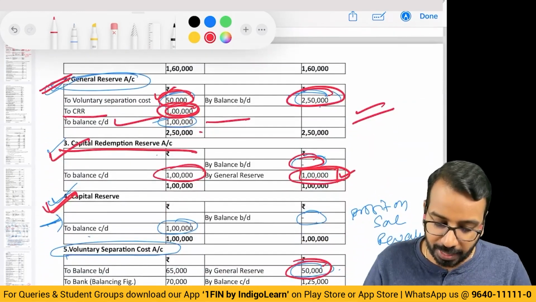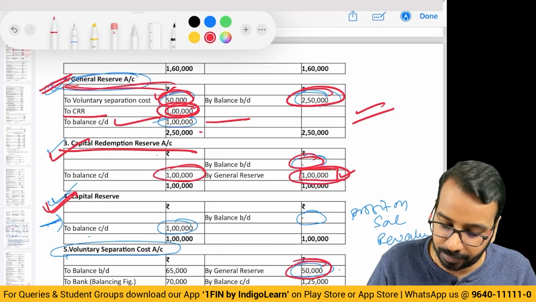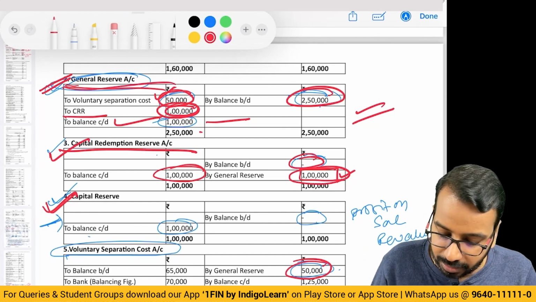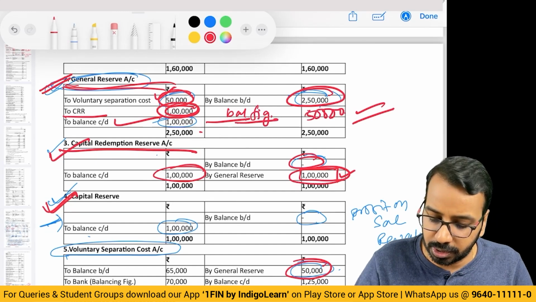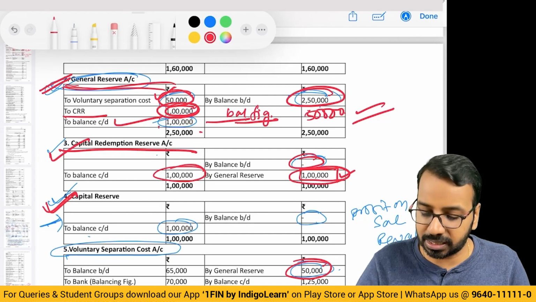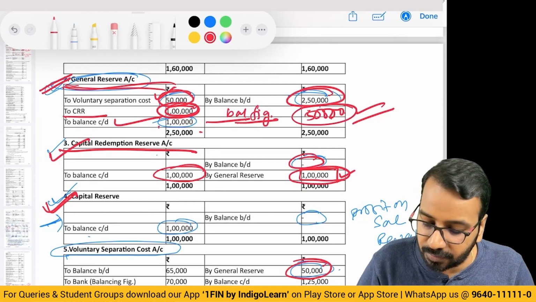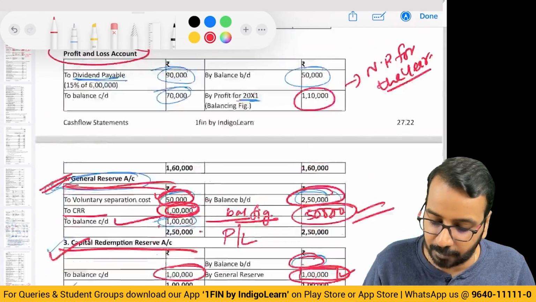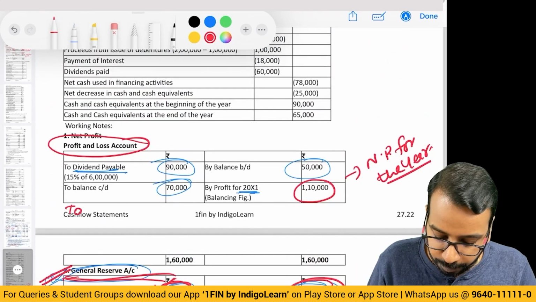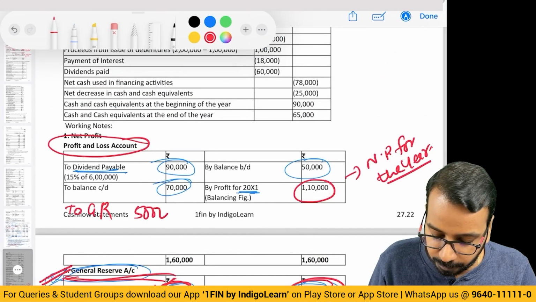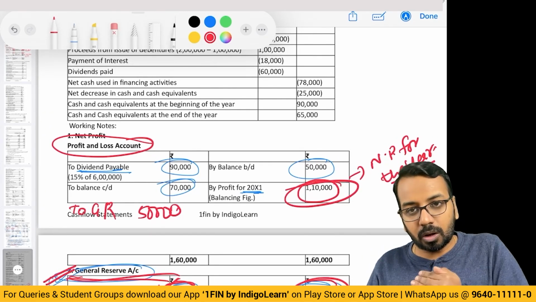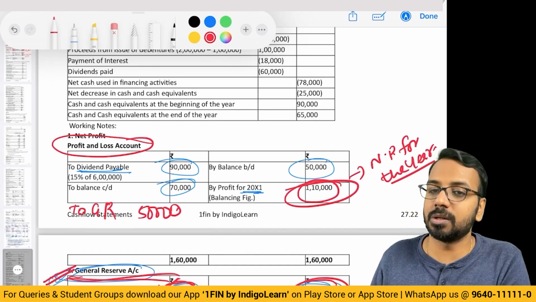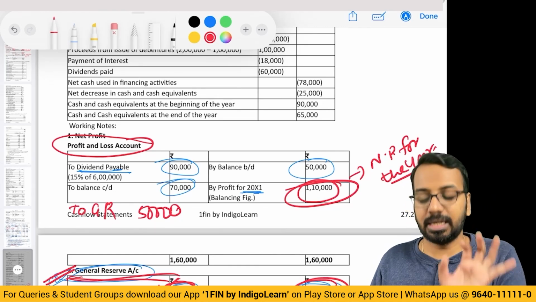So for example, if this general reserve had a balancing figure here, let us say 50,000, just for example. This closing balance was something else, this 50,000 was here. Where will I get this 50,000 from? I will get this from P&L. So then you will put here to general reserve 50,000, and that will change your profit earned for the period. So first you will close all the other ledgers, ultimately you will close the profit and loss account ledger. Is this clear?